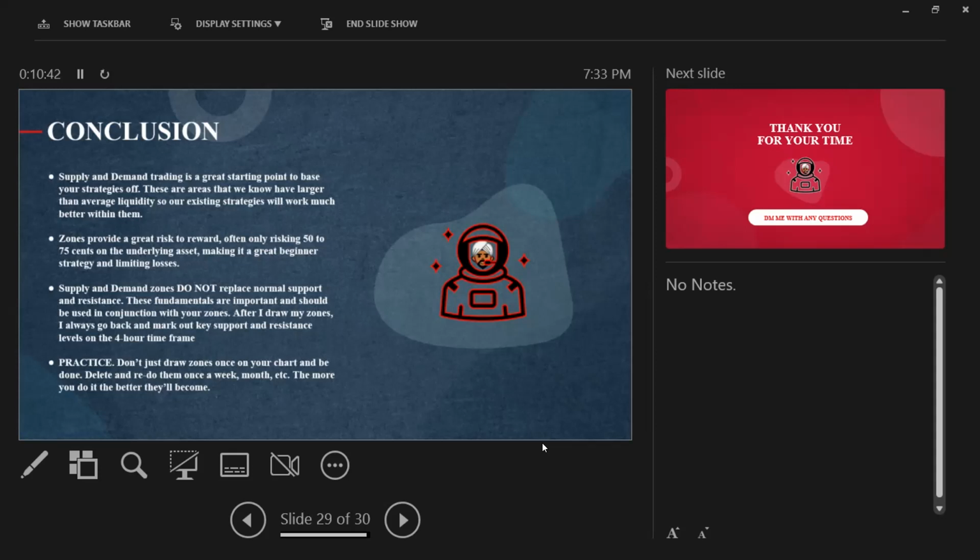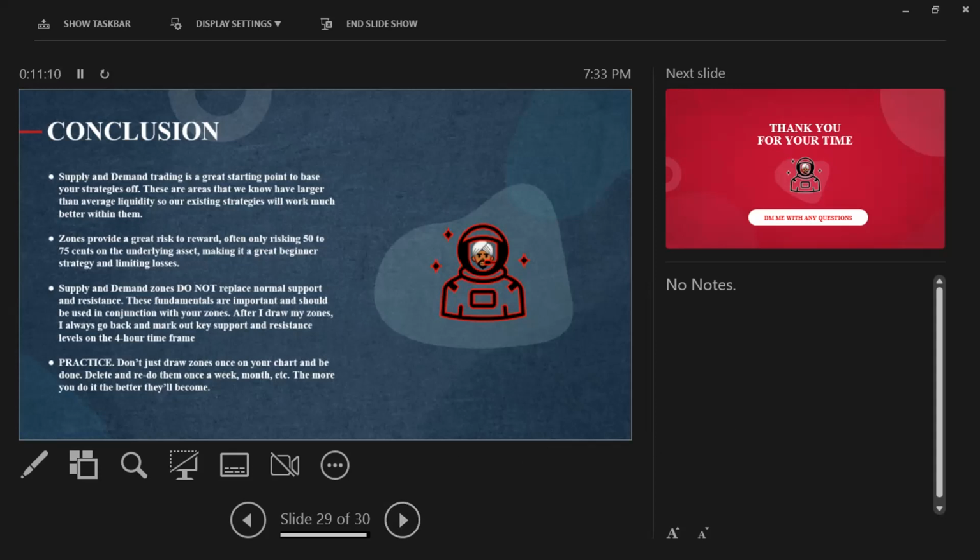But every time I'm done drawing my zones, I will always go back to the 4-hour time frame, and I'll just mark out regular support and resistance. Oftentimes support and resistance, if it lands in the zone, it just adds conviction to my trade. It's another confirmation of my trade. Say all those things on my A+ setup happen, and it happens on top of a support, then that's going to pay, right?